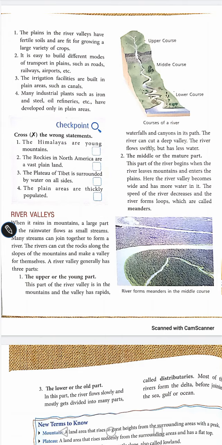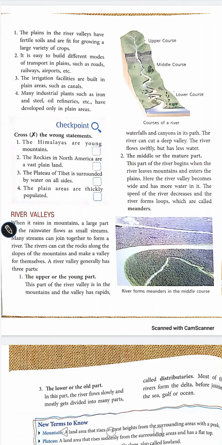Now many streams can join together to form a river, as they flow downwards. So if they join together, they flow like a river. The river can cut the rocks along the slopes of mountains and make a valley for themselves. They make a valley for themselves means they make a kind of path. So a river valley generally has three parts.